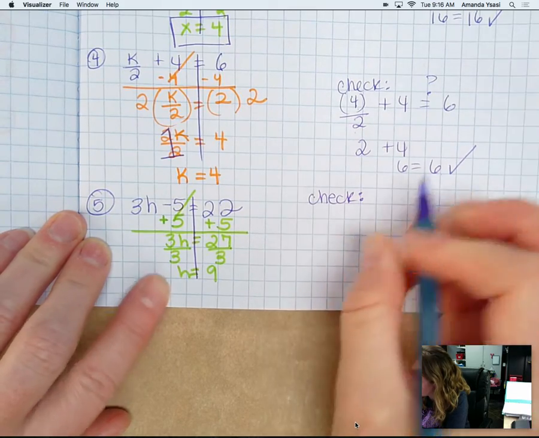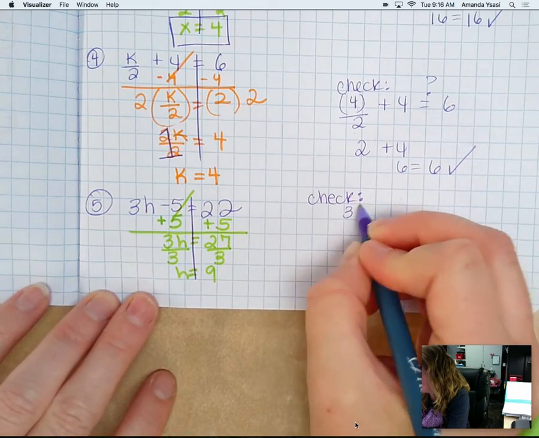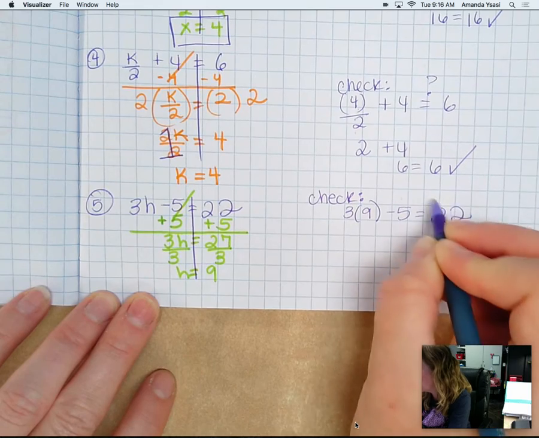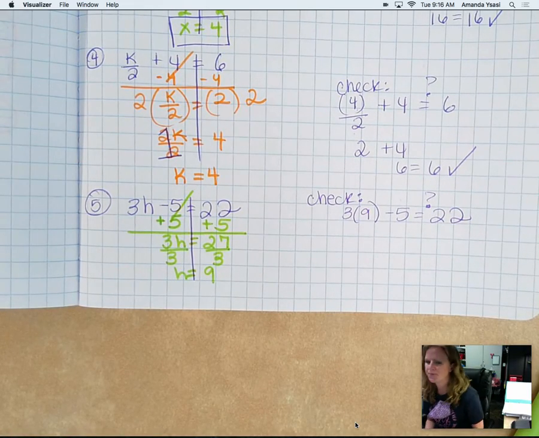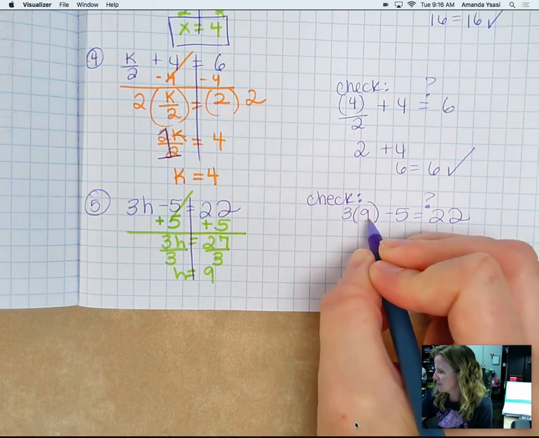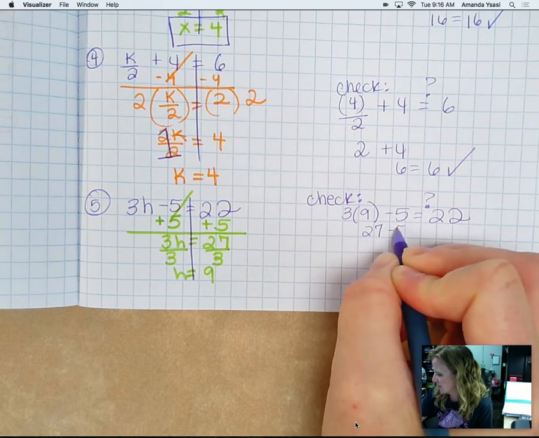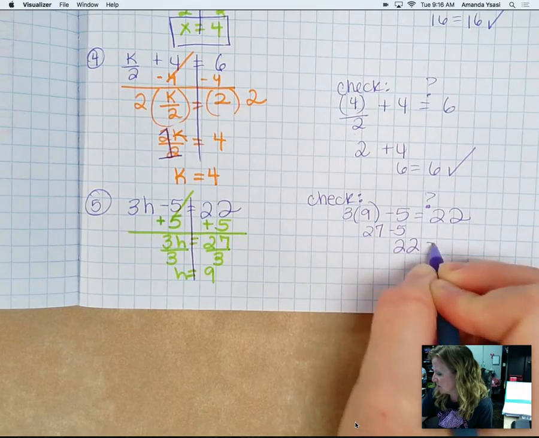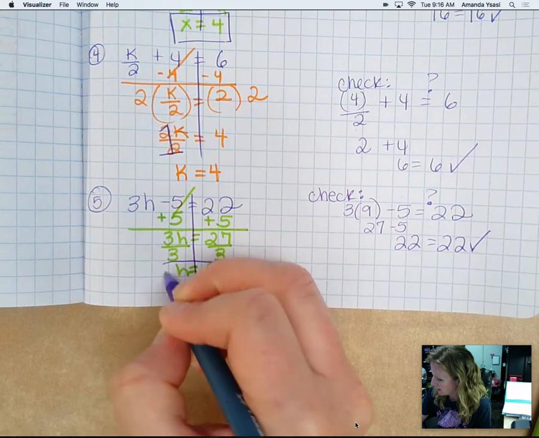So check your work. We do 3 times 9 minus 5 equals 22, question mark. Not sure if that's true or not, we're checking it. 3 times 9 is 27 minus 5. 27 minus 5 is 22. So we checked it. So h equals 9.